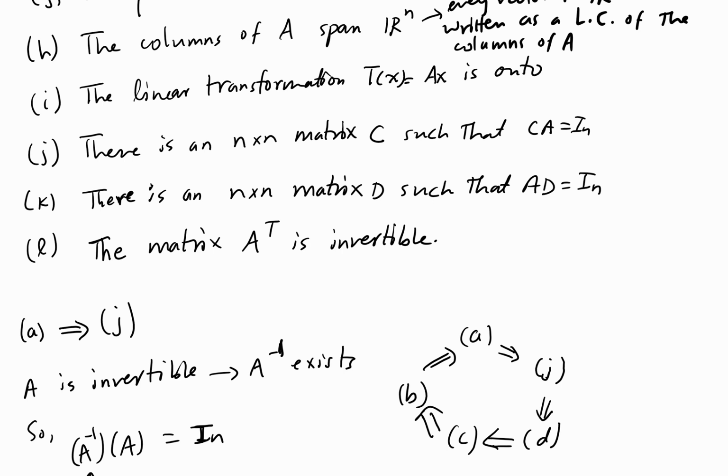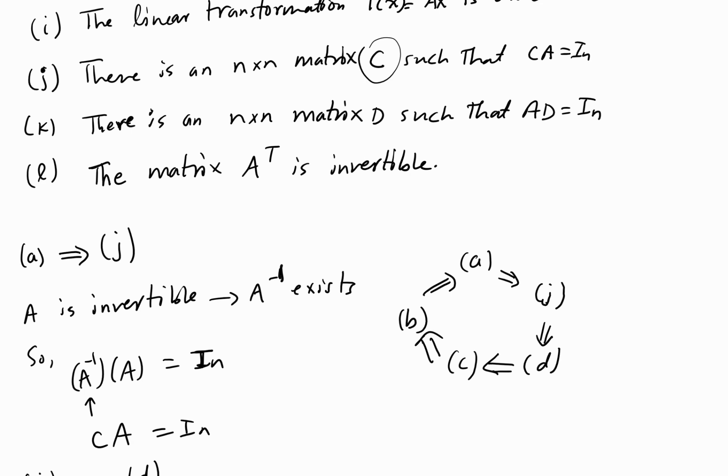So this means since it exists, then A inverse A is the identity. And I'm trying to prove J. Look at J. It says there's a matrix C such that CA equals In. In this case, the matrix C is A inverse. So CA is In. So that proves J.